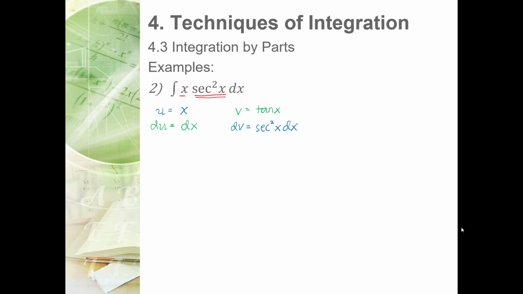Okay, so by formula, let's try to write another color. So uv minus the integral of v du. Starting off with uv first: x tangent x, minus the integral of v du, so tangent x and then dx.